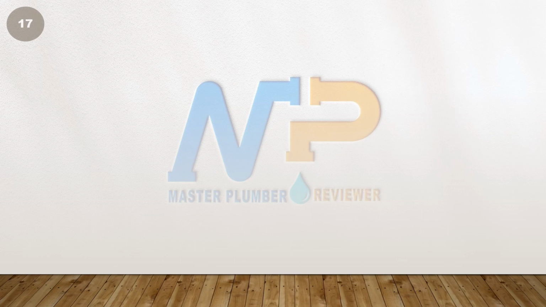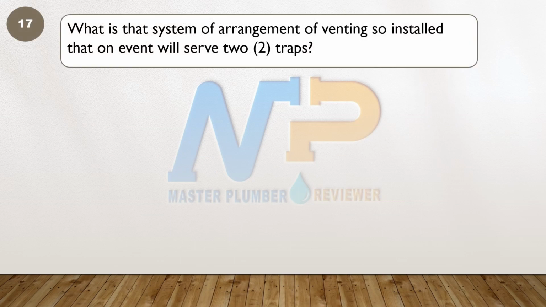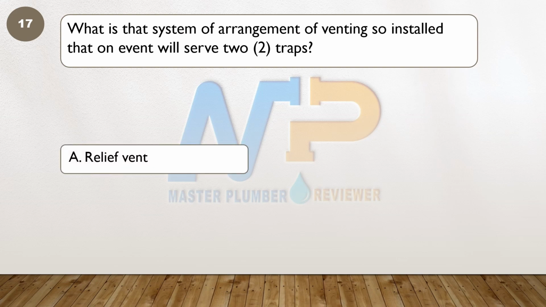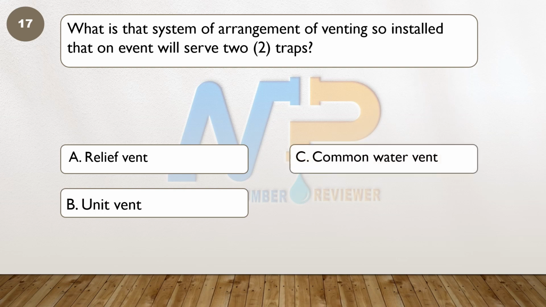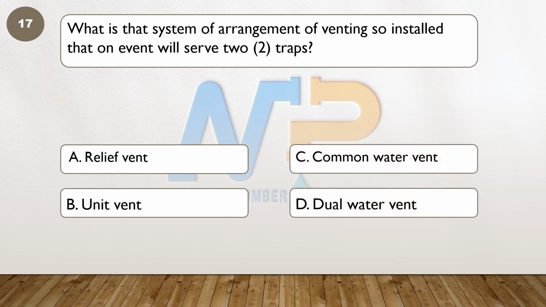Number 17. What is that system of arrangement of venting so installed that one vent will serve two traps? A. Relief vent. B. Unit vent. C. Common water vent. D. Dual water vent. The answer. It's B. Unit vent.